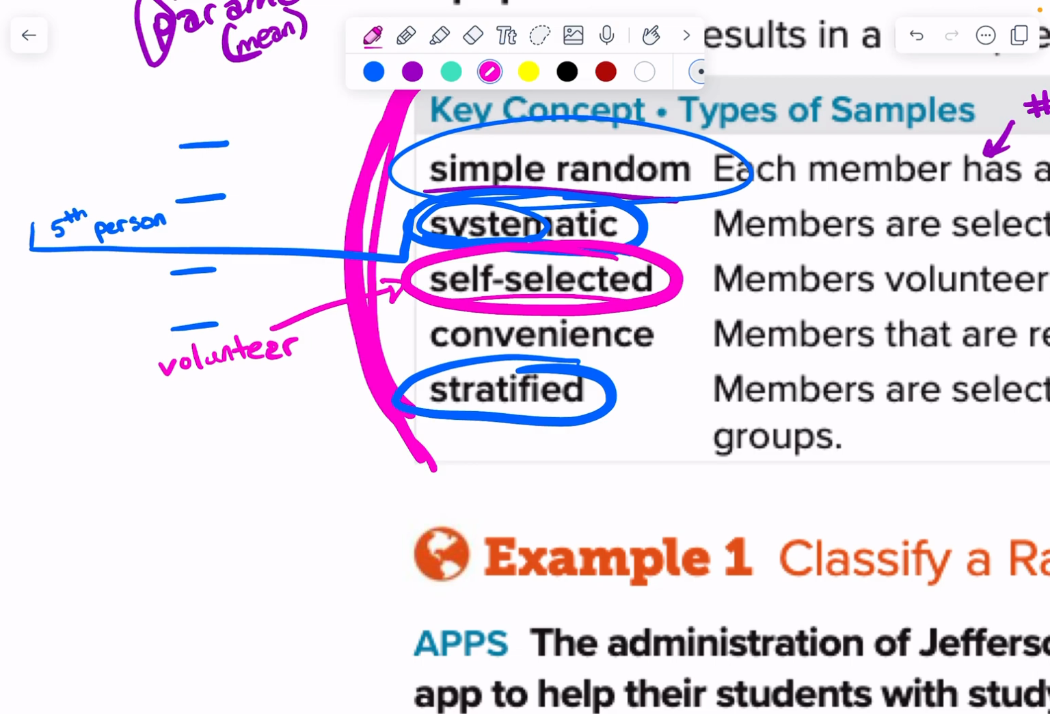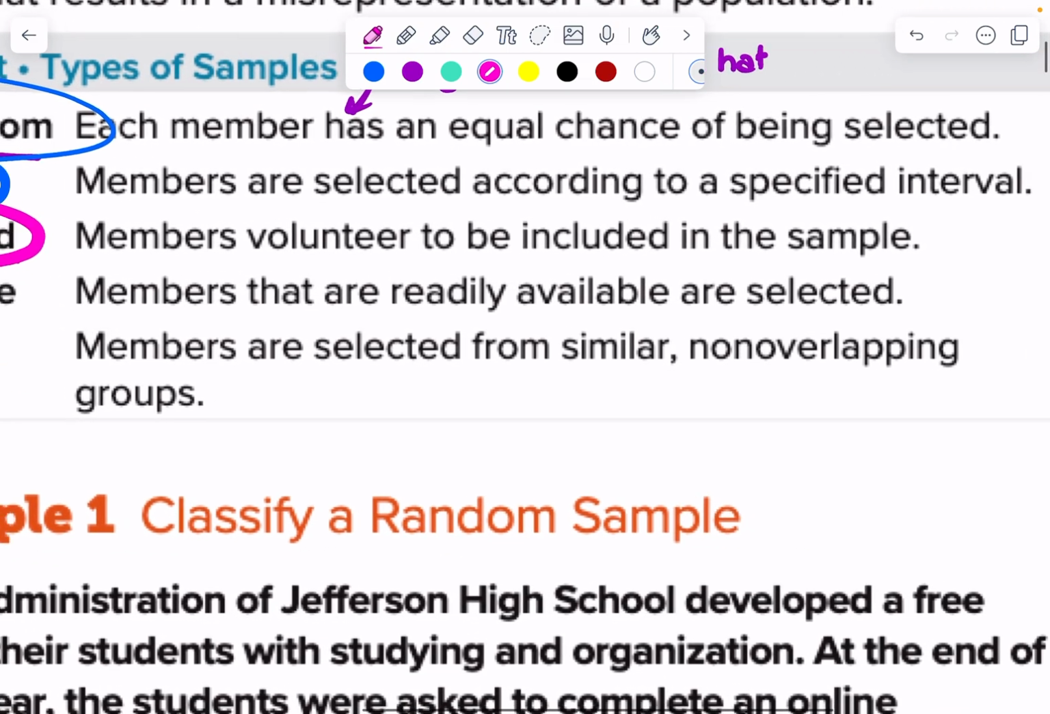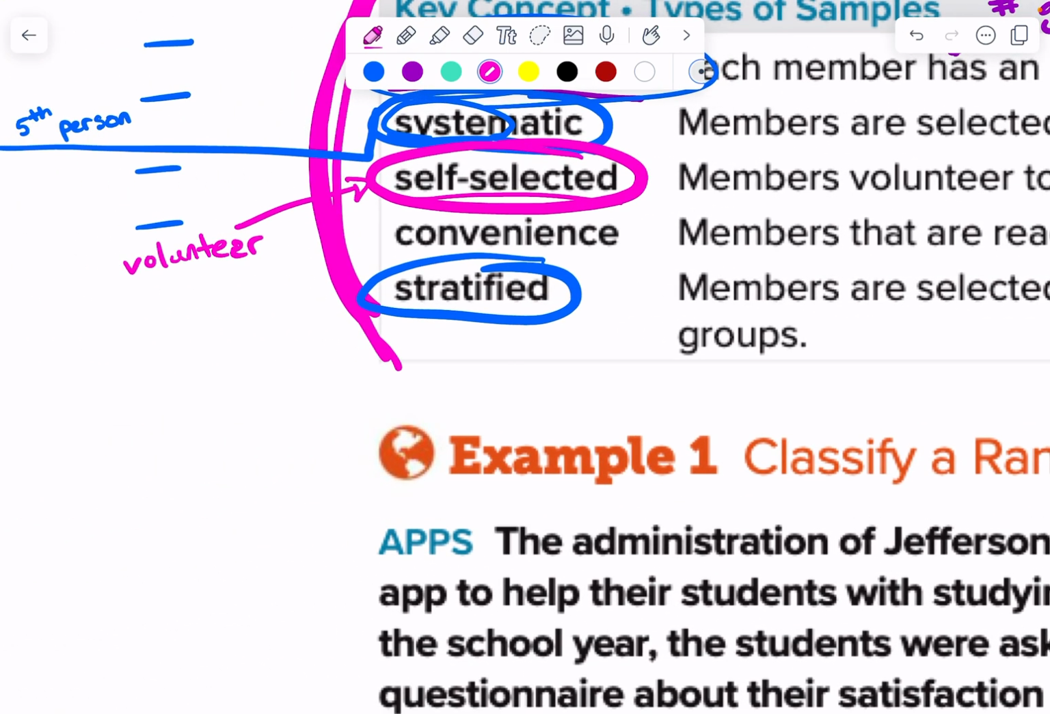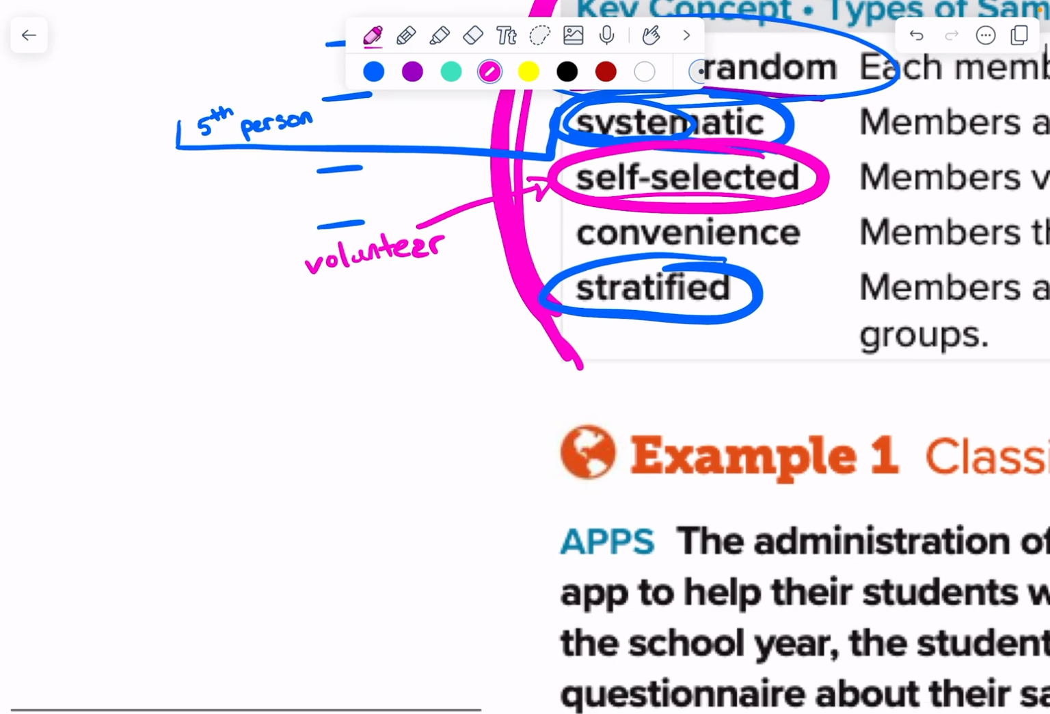So self-selected sample, members volunteer to be included in the sample. So you can decide whether or not you want to be a part of that. You might have been on social media asked to fill out a survey or whatever. That's a volunteer sample. Now, I'm going to put a star next to volunteer, and there is a problem with volunteer, and it has to do with the bias of volunteer sampling, okay?